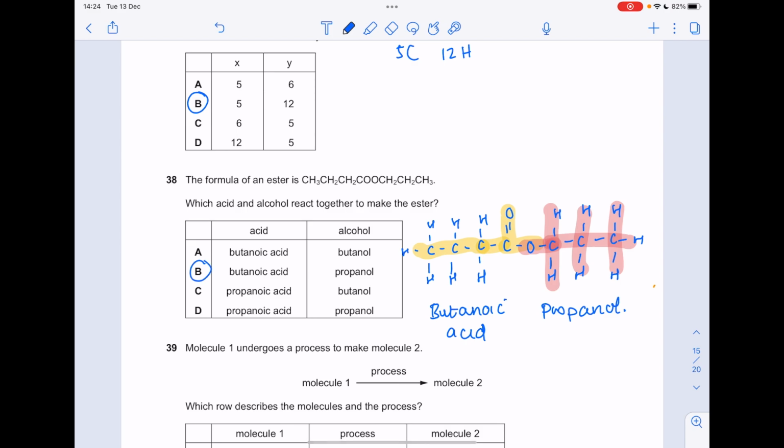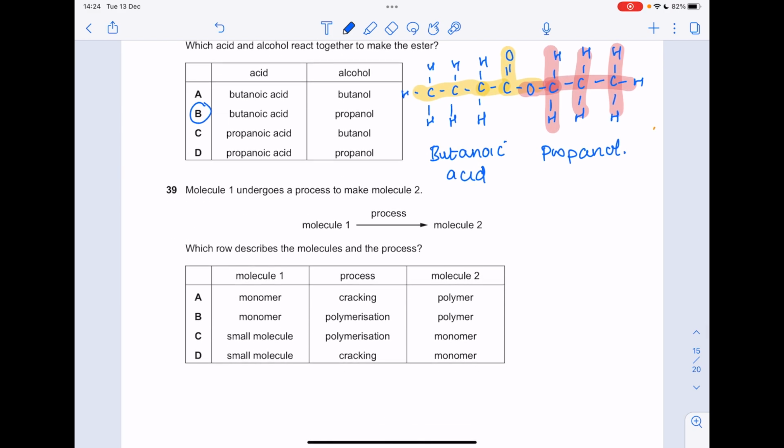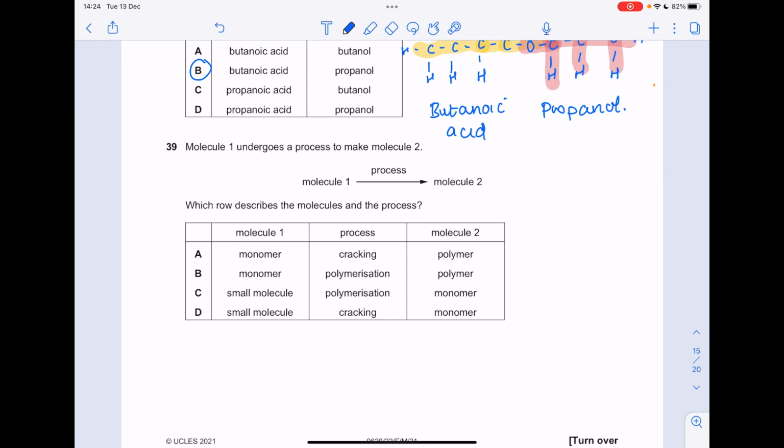Molecule 1 undergoes a process to make molecule 2. Which row describes the molecules and the process? It's a matter of knowing that if you're talking about addition and polymerization, you start with a monomer and you form a much larger molecule, a polymer. These other things don't make sense.